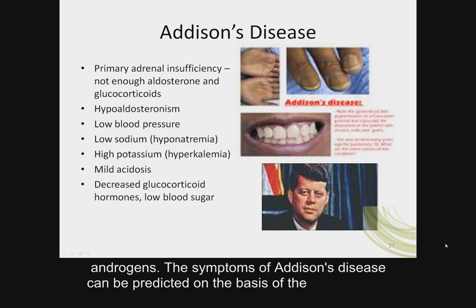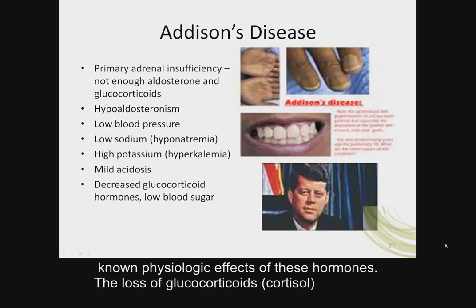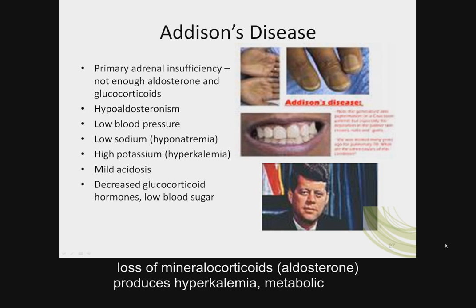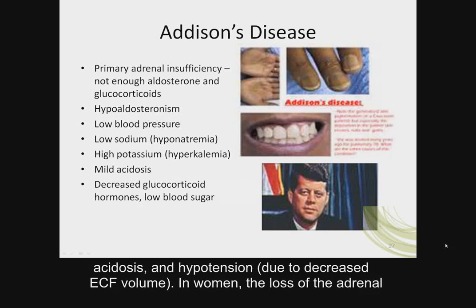The symptoms of Addison's disease can be predicted on the basis of the known physiologic effects of these hormones. The loss of glucocorticoids, cortisol, produces hypoglycemia, anorexia, weight loss, nausea, and vomiting and weakness. The loss of mineralocorticoids, like aldosterone, produces hyperkalemia, metabolic acidosis, and hypotension due to decreased ECF volume.